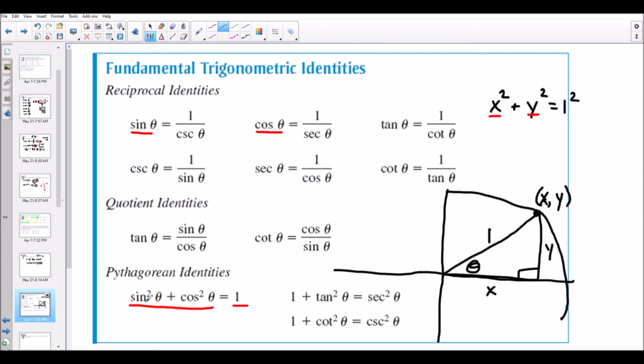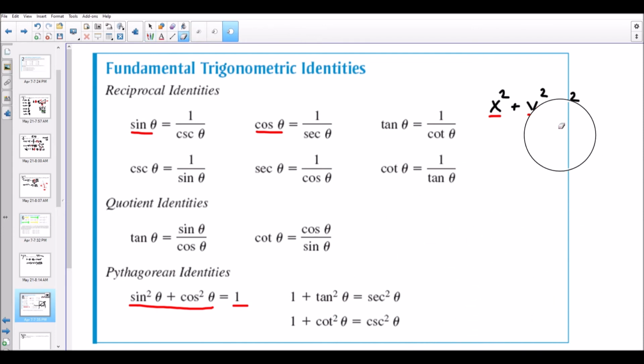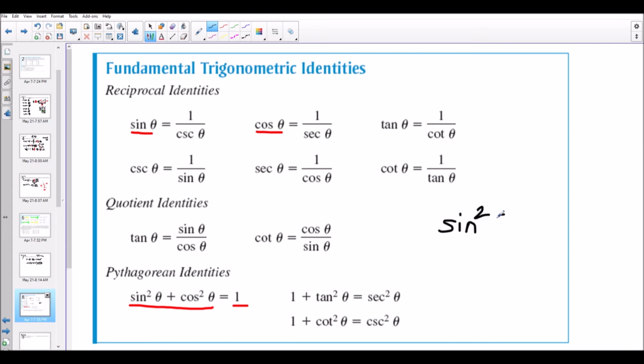Now, let me talk about sine squared and cosine squared, like squaring all this stuff and what this all means, real quick here, because there can sometimes be confusion with that. There's a big difference between sine squared of theta and the sine of theta squared. Those are two completely different things.